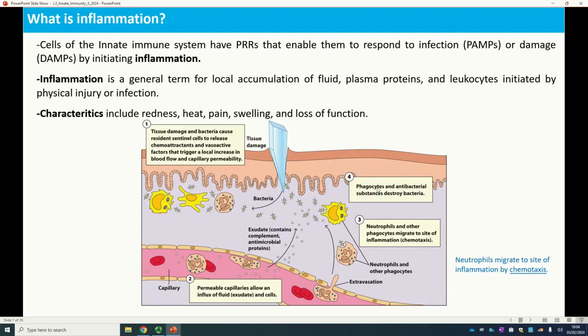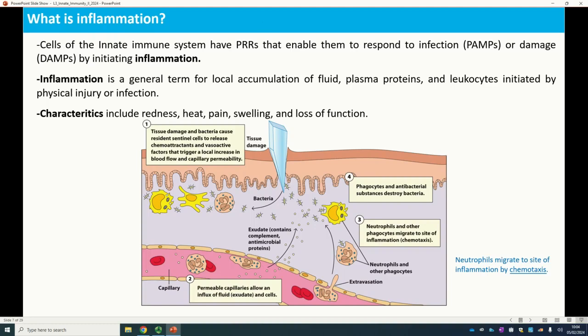So what exactly is inflammation? We've already talked about the pattern recognition receptors on our innate immune cells, and these are able to respond to PAMPs on pathogens or DAMPs that are associated with damage from an infection. And this really is a trigger for inflammation.